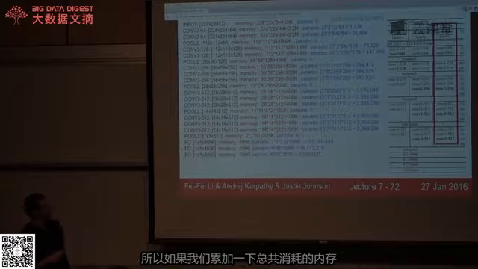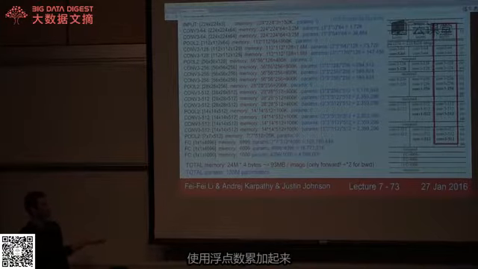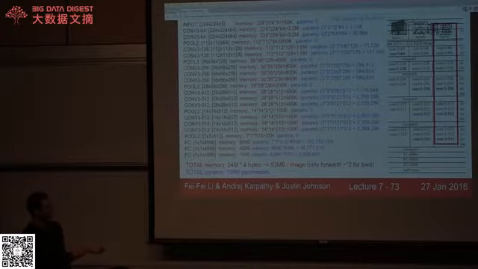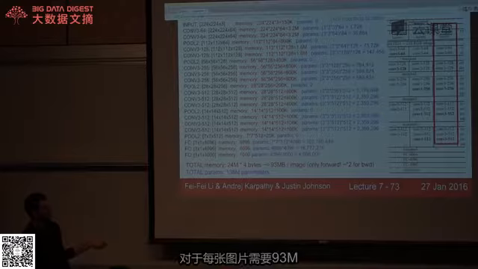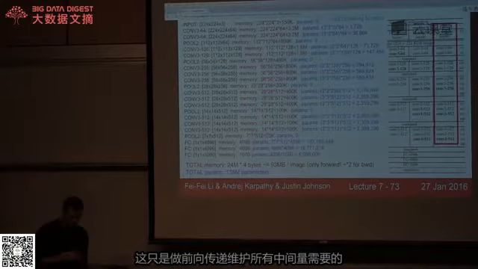So the total number of memory and parameters, by the way, if you add up all the numbers, the total memory here is 24 million. If you're using floating points, then each one of them is 4 bytes. So that ends up being 93 megabytes of weights. So 24 million at 4 bytes is 93 megabytes of memory of intermediate activation volumes per image when you just do a forward pass.